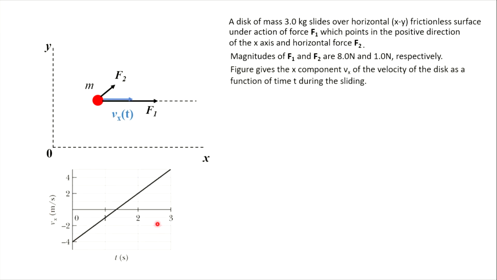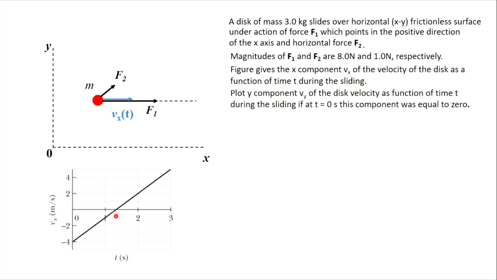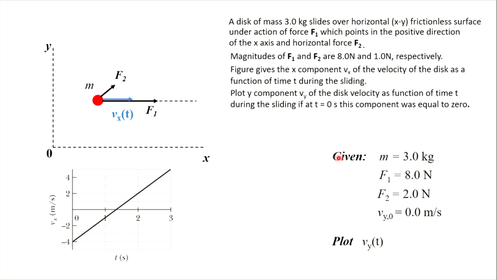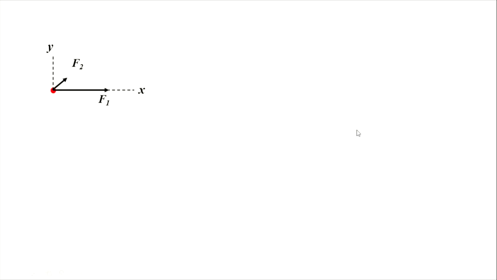The figure here gives the x-component of velocity of the disk as a function of time during the sliding. The question in the problem is to plot the y-component of velocity of the disk as a function of time if it is given that at initial time this component was equal to 0. Here we summarize what is given and what we need to find. Now let's analyze the problem.